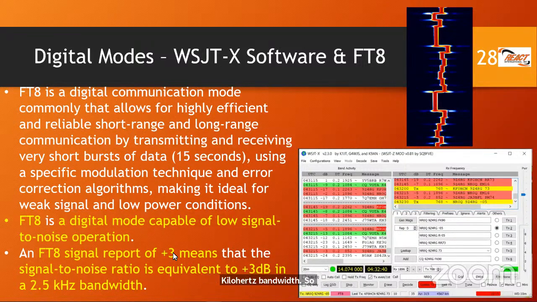What does a +3 signal report on FT8 mean? When somebody says +3, it means that your signal to noise ratio is equal to +3 dB, as in decibel, for a 2.5 kilohertz bandwidth. So this is an exam question in relation to FT8. You can read this first bullet point on your own time as to what FT8 is. We already discussed in the previous class what FT8 is.